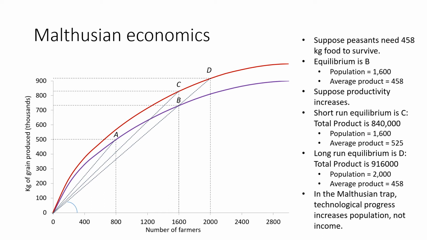So in this Malthusian trap, technological progress increases population, not income, which is something that we can juxtapose with Lecture 3, where we discussed that permanent technological revolution. So just walking back through our slide real quick, we start at point B, we see a productivity increase. This moves us to point C. However, this is only temporary for the increase in the average product, as we now have a larger population moving into the labor market, which pushes us to our long-run equilibrium of D and puts us back at our subsistence level average product.